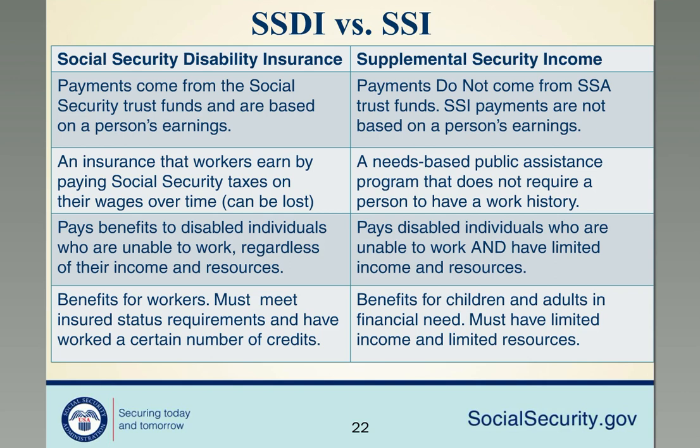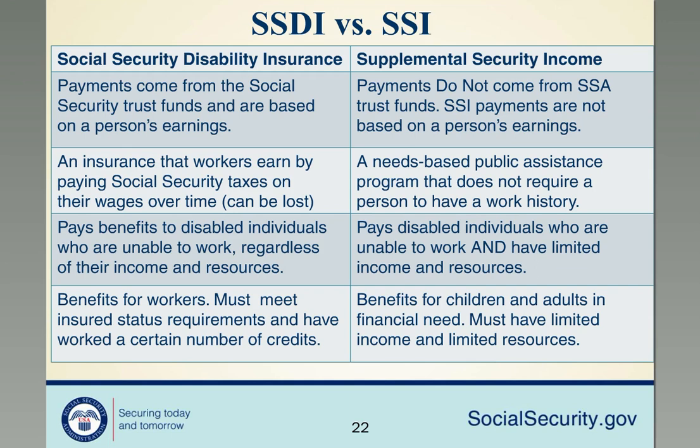The Social Security Disability Program is an insurance that workers earn by paying Social Security taxes on their wages over time. Note that this can be lost. What I mean by that is Social Security Disability has some requirements, and in order to be eligible for that program, you have to have worked a certain amount of time. So not everybody is eligible for this program, and there are times when you could be insured for regular retirement benefits, but you may not have worked enough or long enough or recently enough, and you might not qualify for your regular Social Security disability benefits.